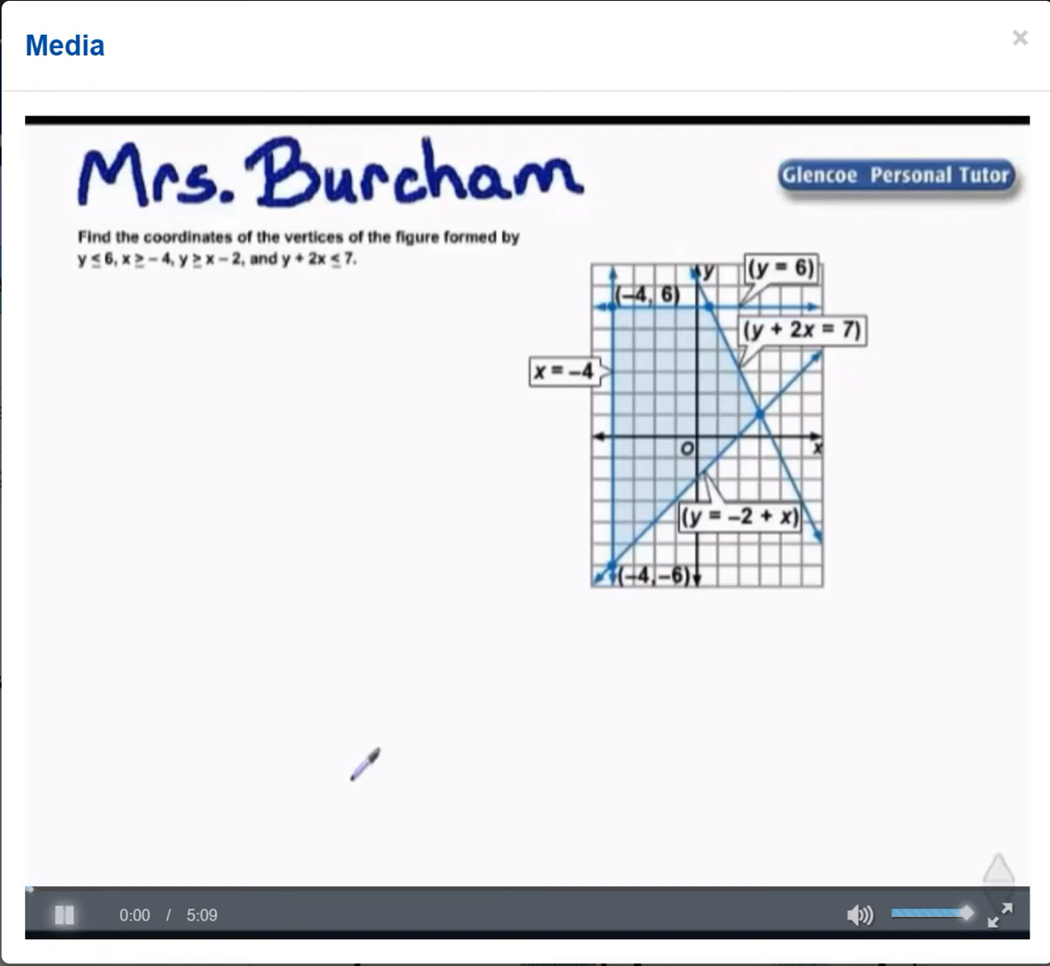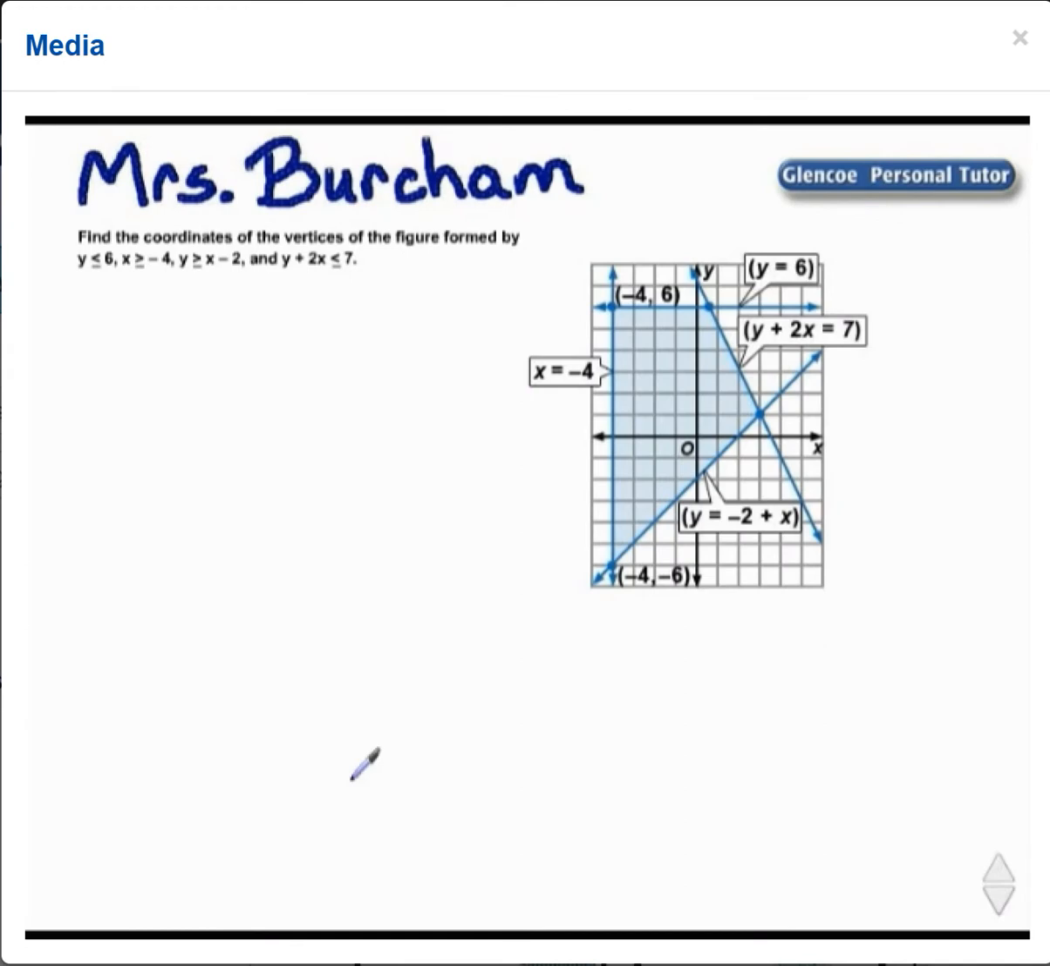I'm Mrs. Burcham, and today we are going to find vertices. Find the coordinates of the vertices of the figure formed by y is less than or equal to 6, x is greater than or equal to negative 4, y is greater than or equal to x minus 2, and y plus 2x is less than or equal to 7.